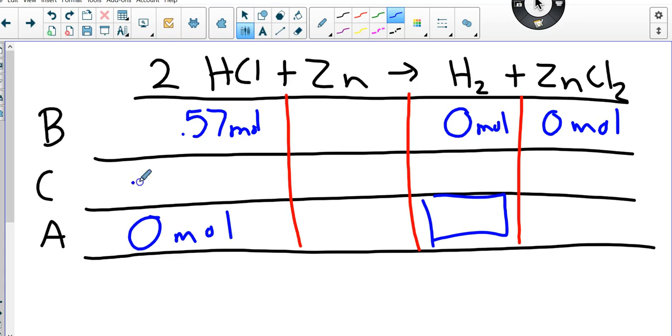So here it's going to be minus 2x, minus just x. When the coefficient is 1, it's just x. Plus x, plus x. As soon as you have one column going up and down, you can go ahead and solve for x. And then guess what? Put it right there and I'm done. So if you got stuck, finish now.